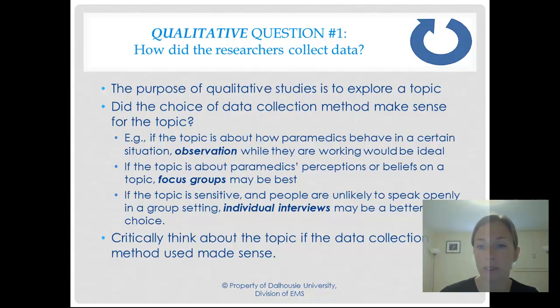Just make sure it wasn't just done because it seems like it was the most convenient way to collect data, but rather if it actually made the most sense for the topic under study. Some qualitative research studies will use various data collection methods, so they may collect using focus groups and observation, and perhaps pair it with some quantitative data, and that's completely appropriate as well.